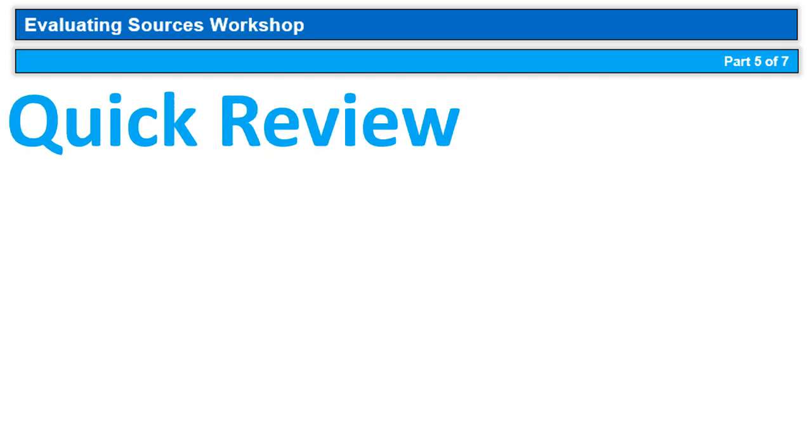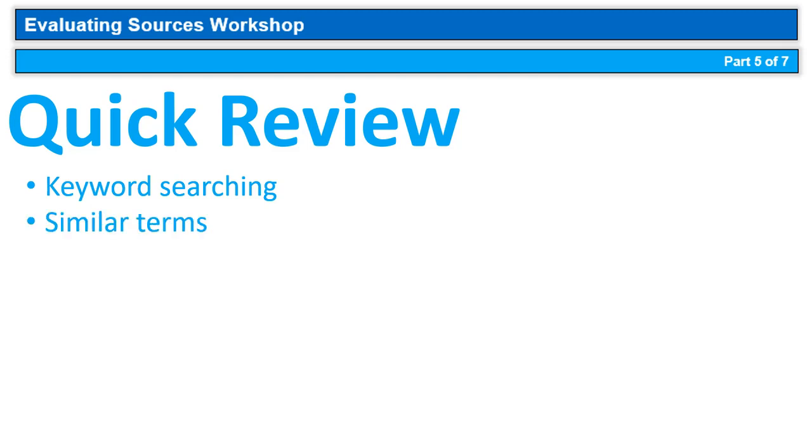Here's a quick review of what we covered in RB5. Keyword searching. Searching using the main concept of your topic using simple everyday words. Always start with a keyword search. Similar terms. Select similar terms or synonyms for your search terms to broaden your results. Not every result will use the same terms.